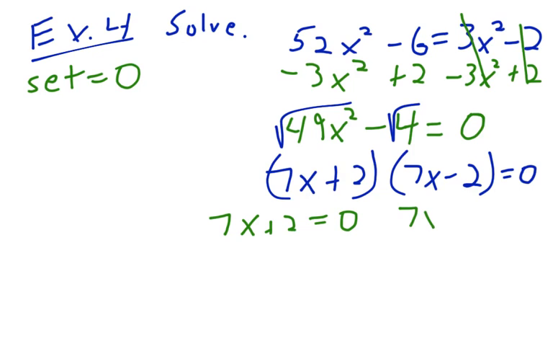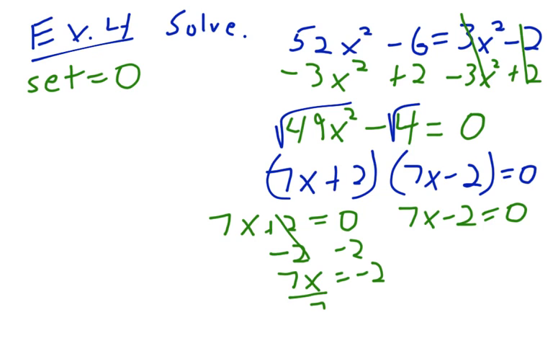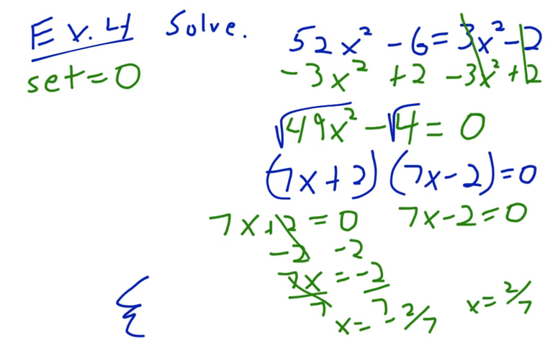And remember, you only need to really show the work on one of these, because once you get one answer, the other one's going to be the same thing, only opposite signs. So we get 7x equals negative 2, divide by 7, and x equals negative 2/7. Do the same thing on the other side, you'll get x equals 2/7. And we always write our final answer in set brackets. So negative 2/7, comma 2/7. Alright, try the next one on your own, and we'll check it.